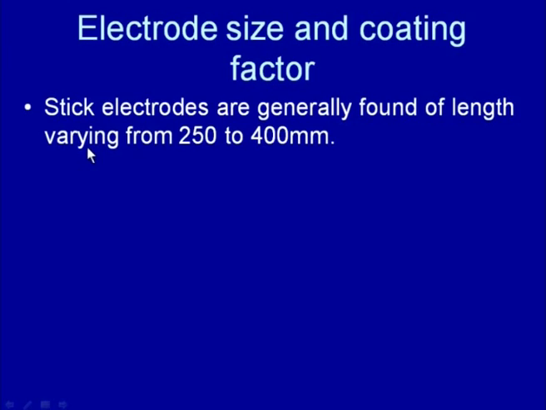So, for the stick electrodes, now we will see another way by which electrode size is characterized, which is the length. The stick electrodes are generally found with lengths varying from 250 to 400 millimeters.